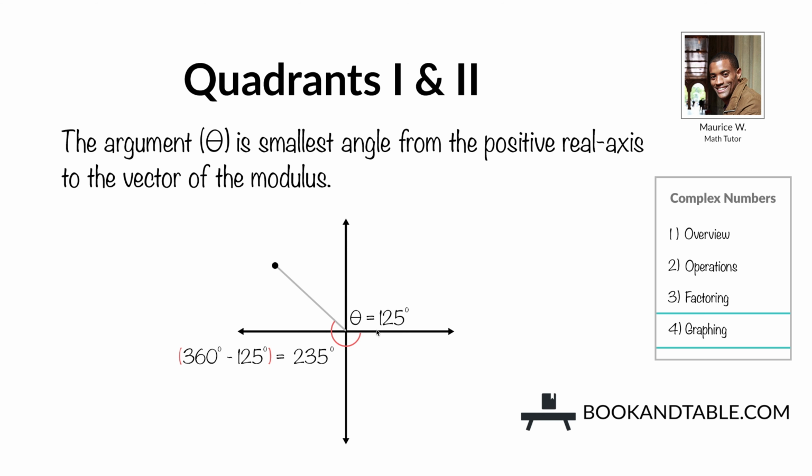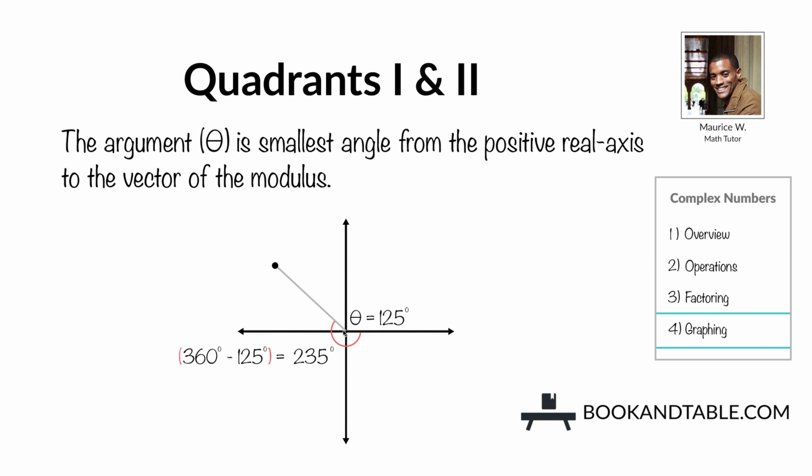The angle from the positive real axis to the vector of the modulus will always be shortest moving counterclockwise, because moving clockwise will always require going more than 180 degrees. Moving counterclockwise will always require going less than 180 degrees. So for example, if theta was 125 degrees this way, from here going clockwise, it would be 360, the total, minus 125, which means the remaining angle would be 235 degrees. So this angle is larger than this one, letting us know that theta here is our argument.